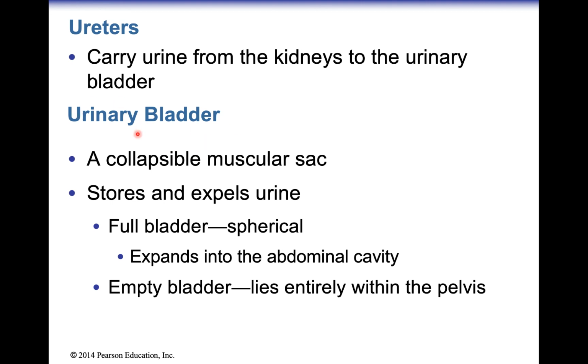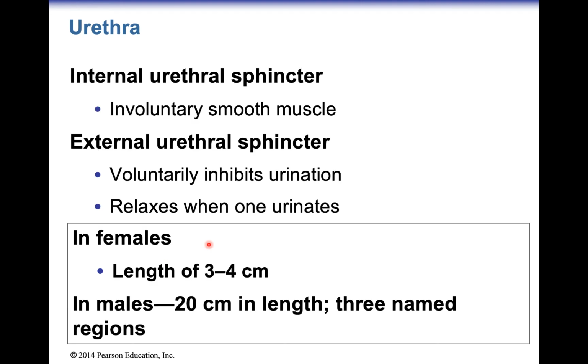The urinary bladder is covered with smooth muscle, which is why it's able to stretch out and relax. And the full bladder can get so big sometimes that it can stretch out from the pelvic cavity up into the abdominal cavity, which is why your tummy kind of looks big and swollen when you have to pee really bad. And then the last thing, from the bladder out to the external environment, is the urethra. Male urethras are about 20 centimeters. Female urethras are about 3 to 4 centimeters.